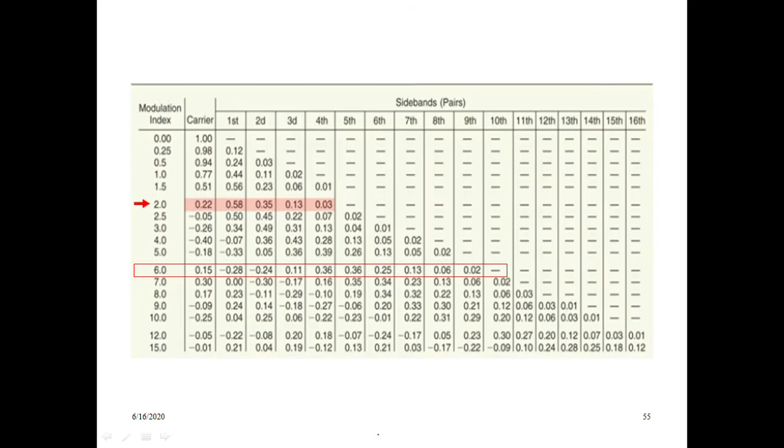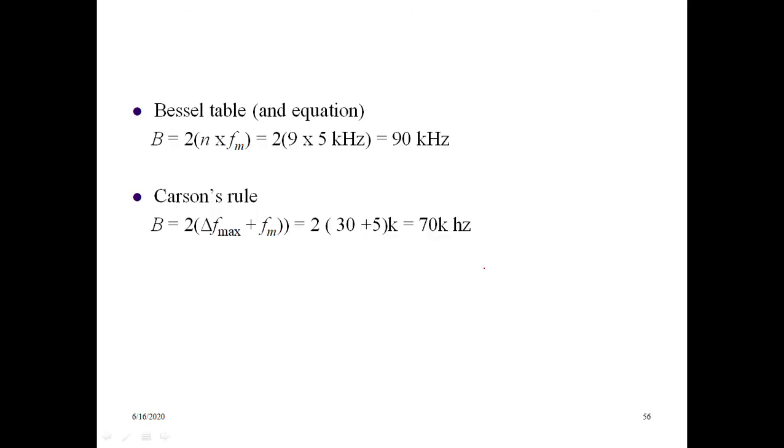Okay, so this is the Bessel function table. At beta or modulation index equal to 6, we have the first amplitude of the carrier is 0.15, and 1, 2, 3, 4, 5, 6, 7 until 9, there will be the sidebands. Okay, so using the Bessel table, we have 9 sets of Bessel function multiplied by FM. 9 times 5 times 2, 90 kilohertz, but using Carson's rule, we got this value, which is also smaller than the Bessel table.